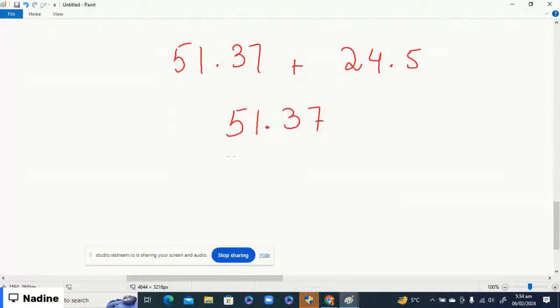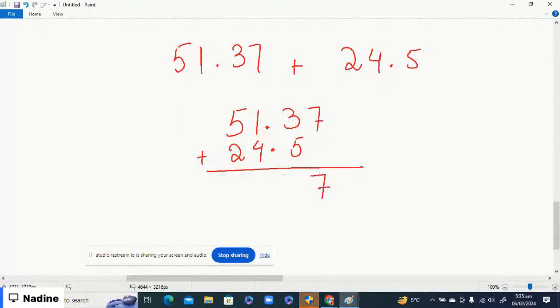51.37, then it's here 20. First we put the point. Before this point it's 24, like this way. And then here is only 5, just putting like that. Now add it. There is no digits under the 7, so 7 is still same.